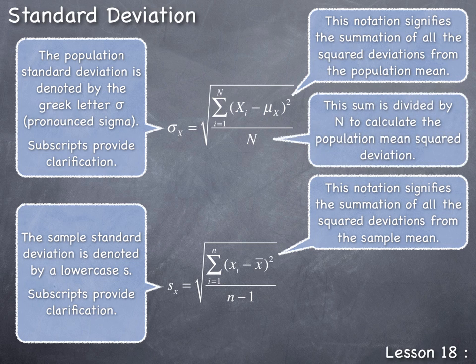Then, to find the overall average amount of these squared deviations, this sum of the squared deviations is divided by capital N in the population case to calculate the population mean squared deviations.